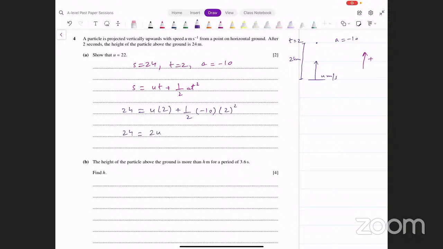24 equals 2u minus 5 into 4. That's 20. And that's going to give me the value of u here. 2u equals 44. And u equals 22. That's what we wanted to show. ठीक है, u की value 22 आ गई.